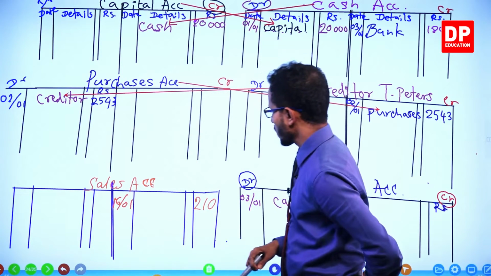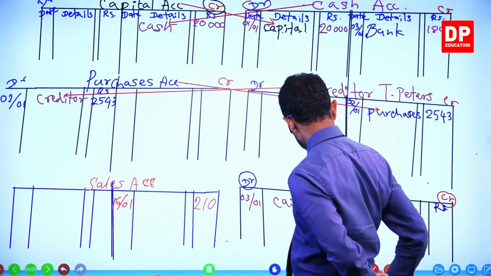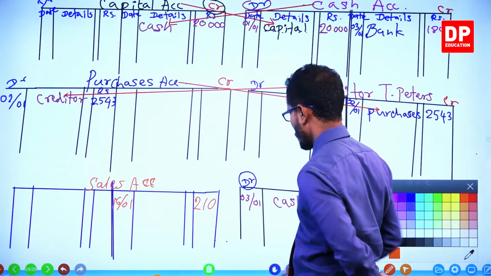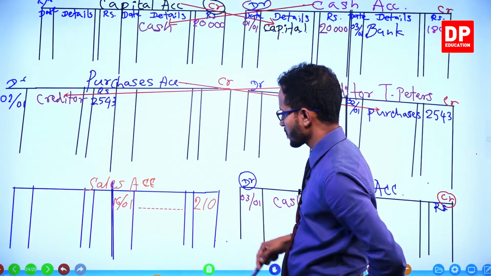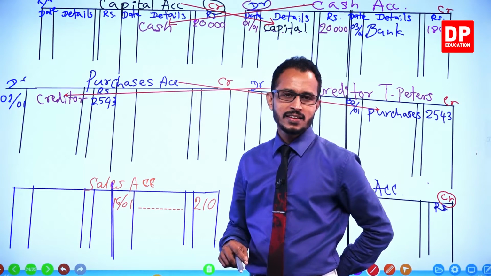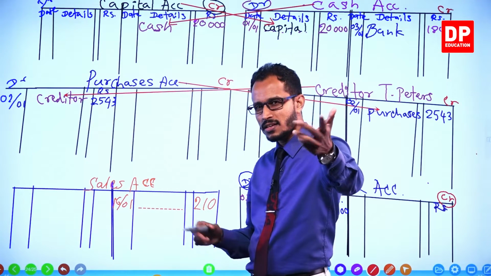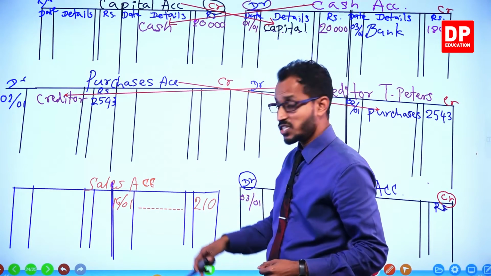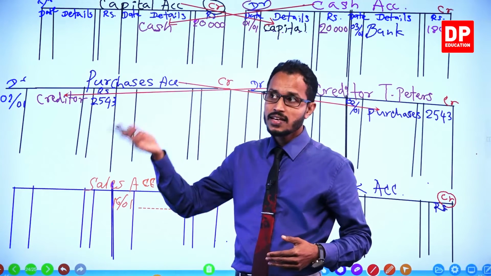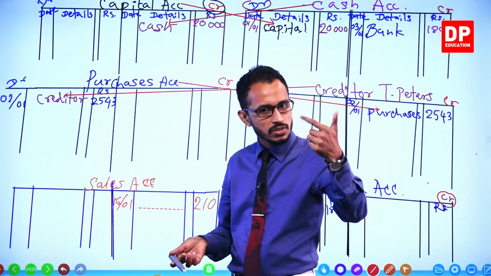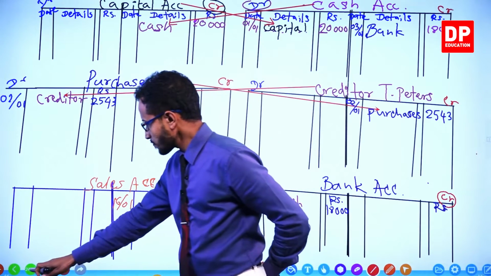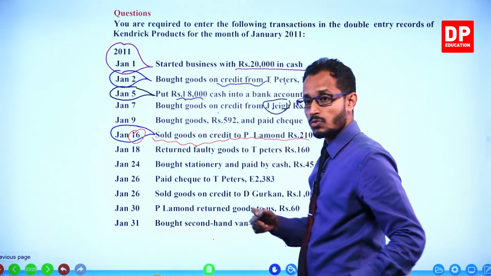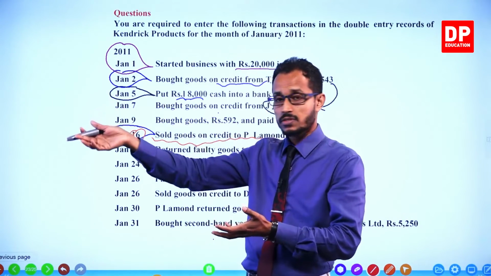First. And how about the description here? Any guesses? No? To put the description, children, you should know the other account. What is the other account? Let's see. Sold goods on credit to P. Layman. So we recorded the selling of the goods.